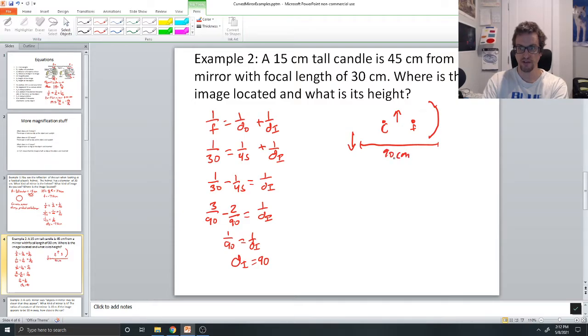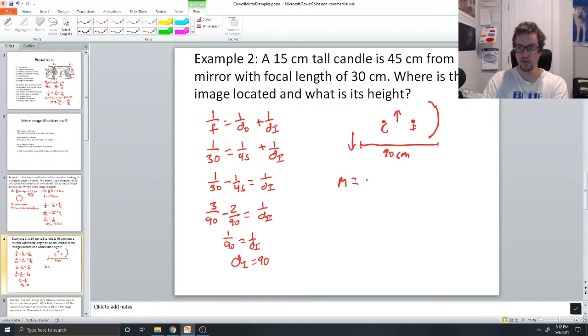A little point of interest here is that you can use meters or centimeters for these numbers as long as you're consistent. If you're going to use meters, you have to use meters for focal length, do, and di, all of them, or you use centimeters for all of them. Totally fine. Now, what is the image height?